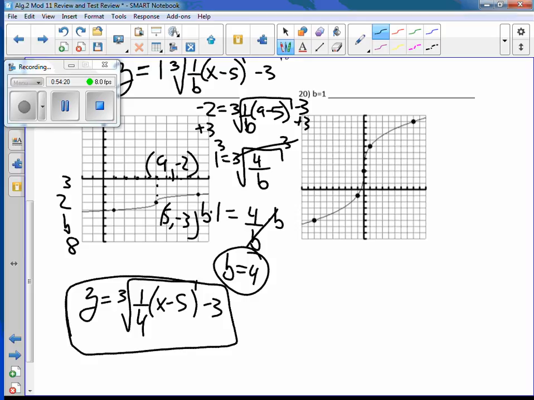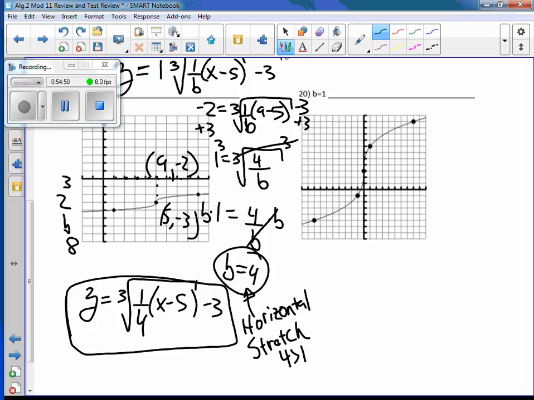By the way, just a quick question. Since b is equal to 4, what is that? A horizontal what? Stretch or compression? What do you think it is? You said stretch, you're right. Because remember, b is greater than 1. Excuse me, 4 is greater than 1. So because this number is greater than 1, that's a stretch.